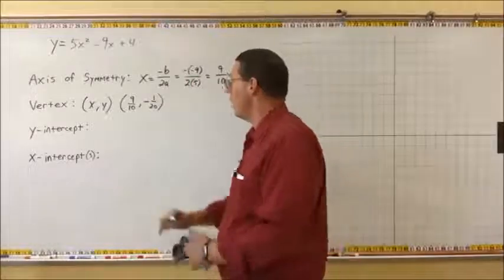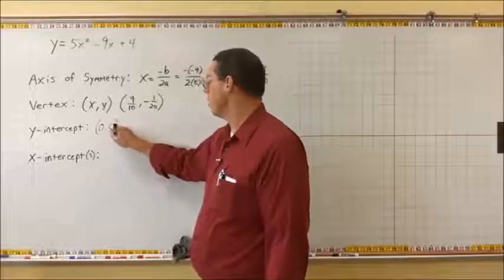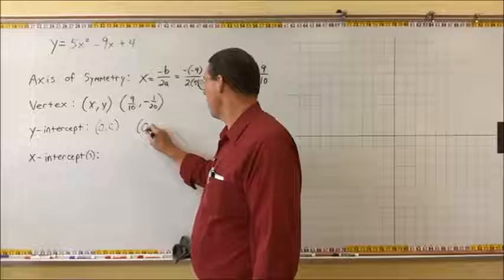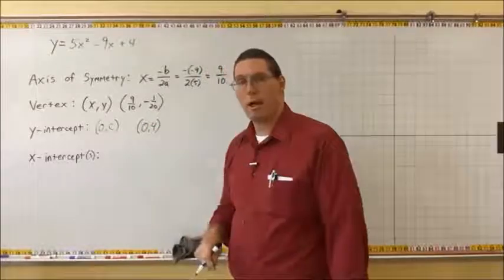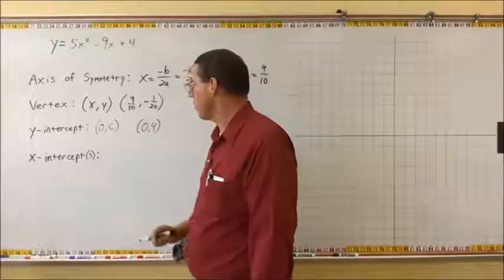Now, our y-intercept is at (0, c), right? This is an easy one. In this case, c is 4. So our y-intercept is at (0, 4). Okay? We're good there? All right, and now the x-intercepts.